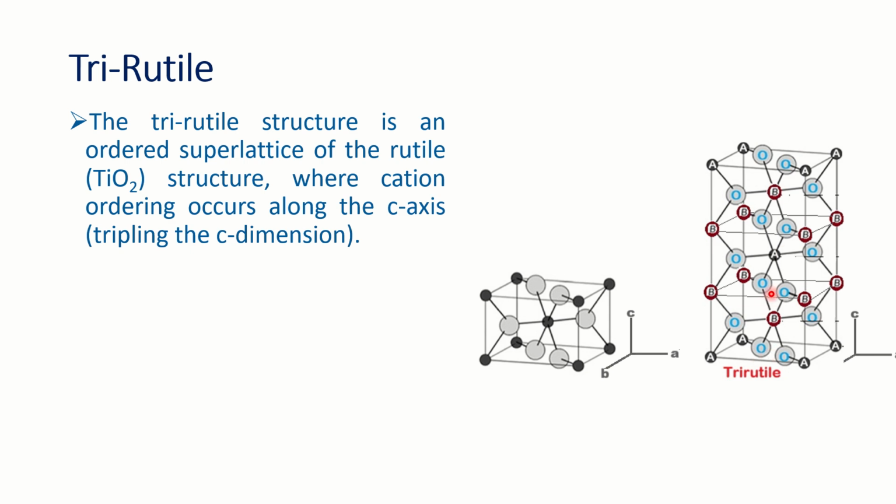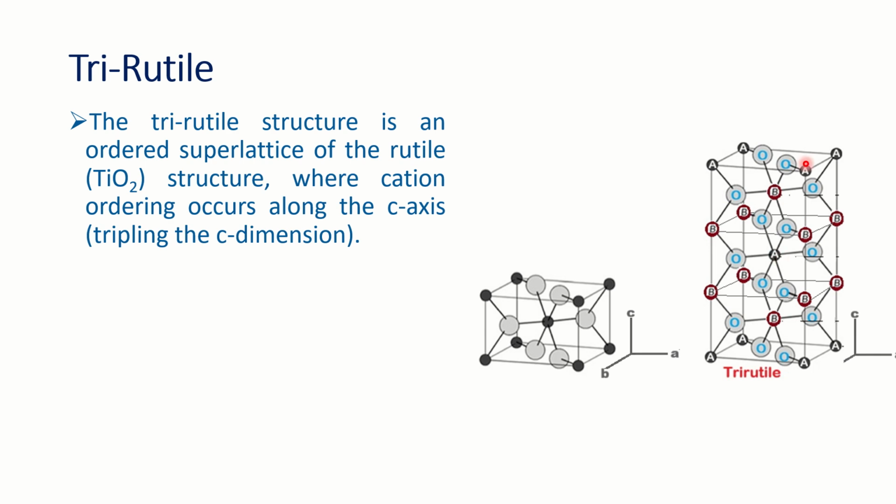Now calculate the number of A cations. This one is completely within the unit cell. But this one, and this one on the vertex, means 1/8 part is inside, 7/8 part is outside. So 1 by 8 into 4 equals half. Here also 1 by 8 into 4 equals half. So half plus half equals 1, 1 plus 1 equals 2. So 2 A units are here.